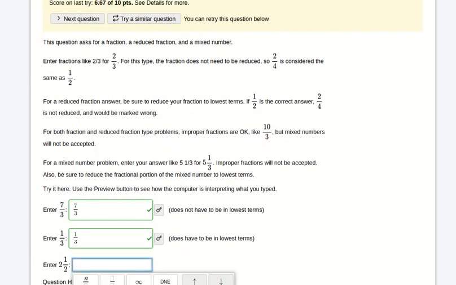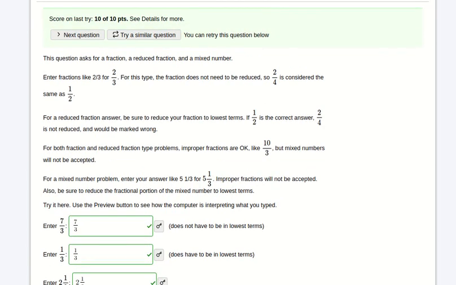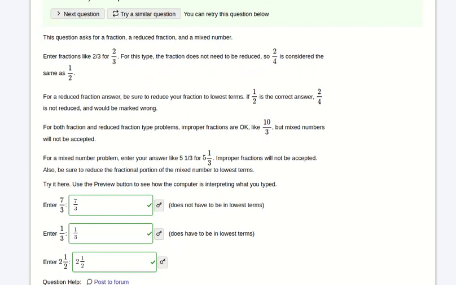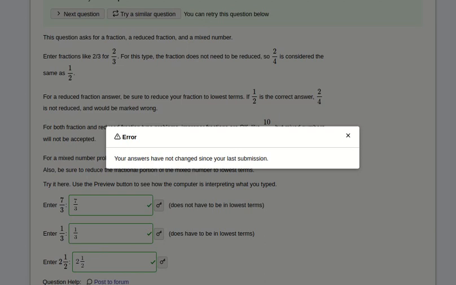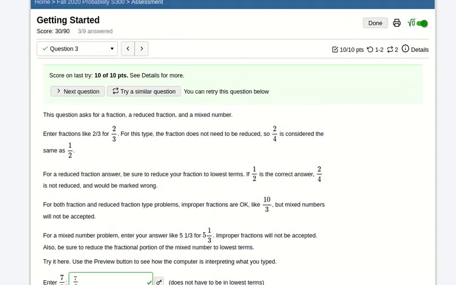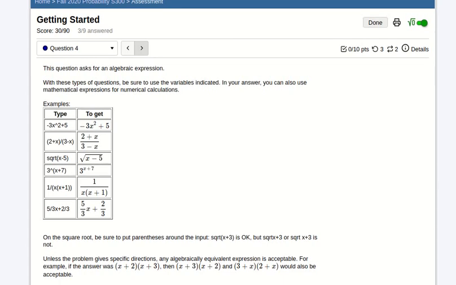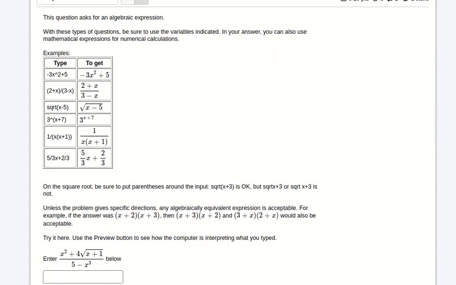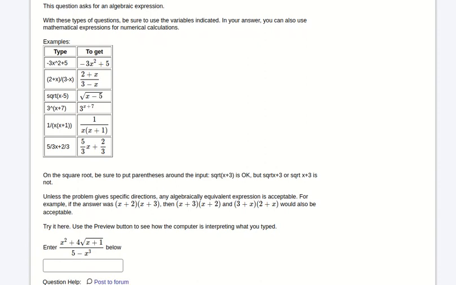Oh, we're just entering these. Okay, 2 space 1/2. So that space makes it 2 1/2, just like putting in a plus sign. So let's see if it's happy now. Okay, it's happy now. Good. So submit that. We've already submitted. That's right. Scroll up and go to the next question. You can see that these are basically just asking us to learn how to use MyOpenMath.